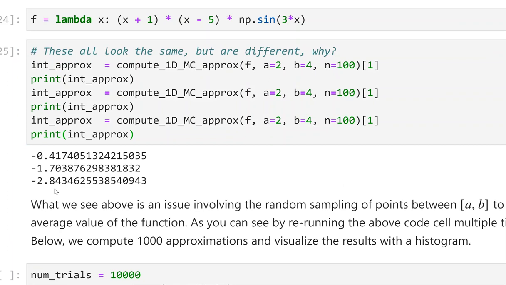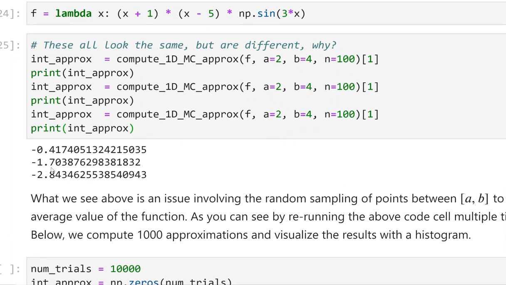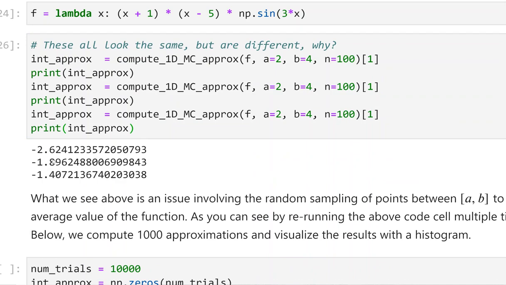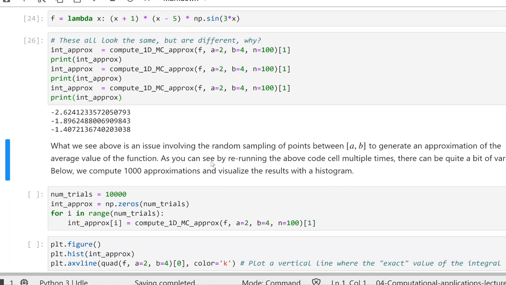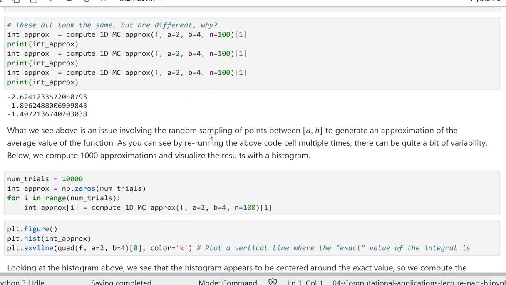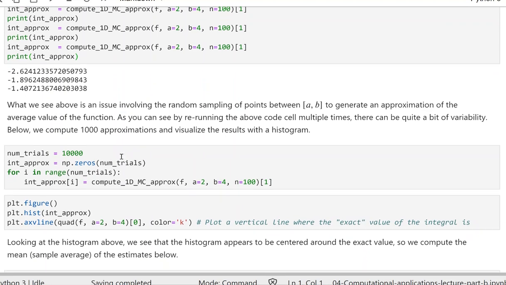They are all different. Now one of these turned out to be close to the answer we know, which is negative 1.72. But 2 of them are quite a bit off. And if I run the code cell again, they're all quite different. And it will keep being different every time. What we see is the issue involving random sampling of points in that interval a to b to generate an approximation of the average value of the function. As you can see by rerunning that code multiple times, there can be quite a bit of variability.